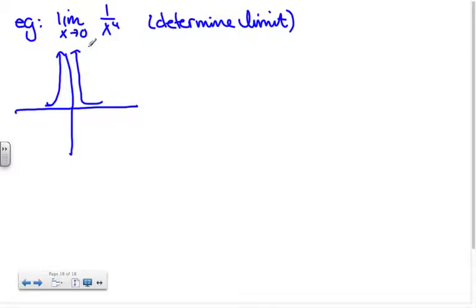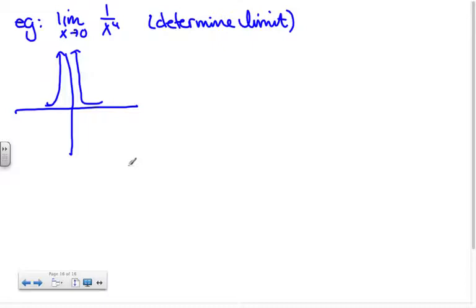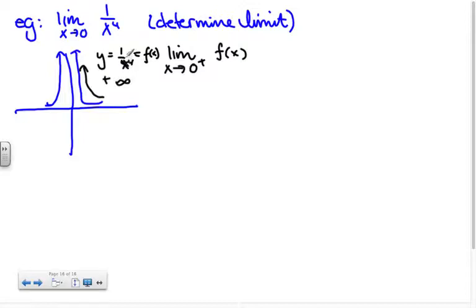Now I can determine this by visual inspection. I see that when I approach it from the right, limit as x approaches 0 from the right of f of x, where y equals 1 over x to the fourth, which is equal to f of x. Now I'm approaching it from the right, coming this way. I see it's going towards positive infinity because it's increasing without stopping. So it's positive infinity.